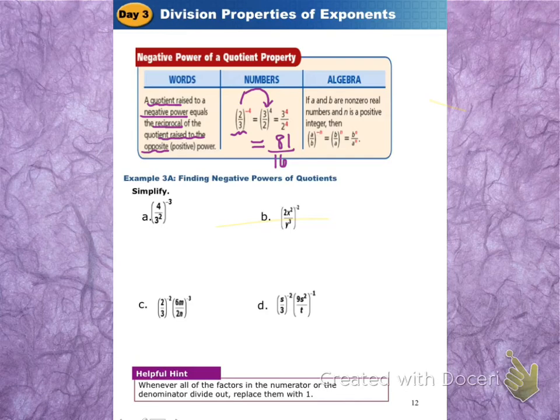As always, you can also apply this property to your algebraic examples with variables. So if you had something like this example, a over b raised to the -n power, simply flip your fraction, or take the reciprocal of it, and your power becomes positive, and then you can go ahead and apply the power of a quotient property to that.